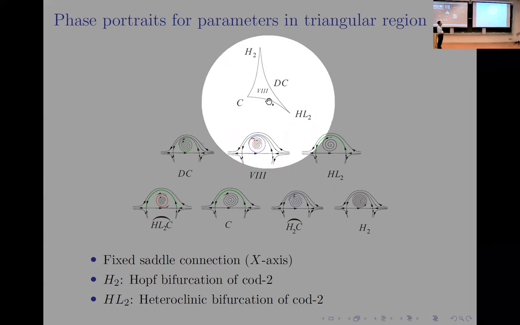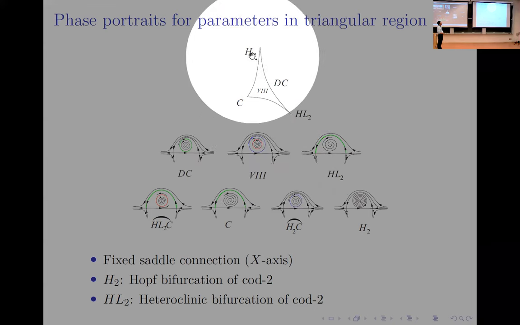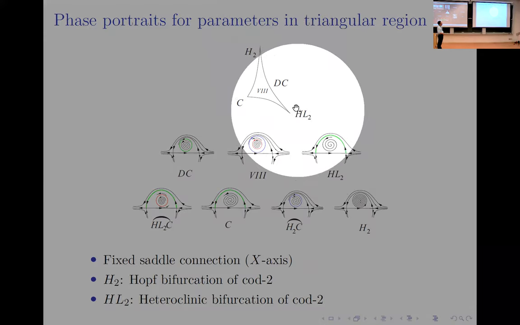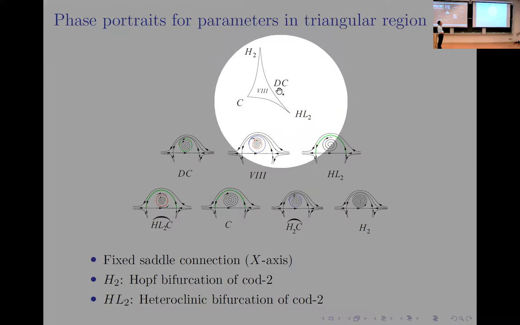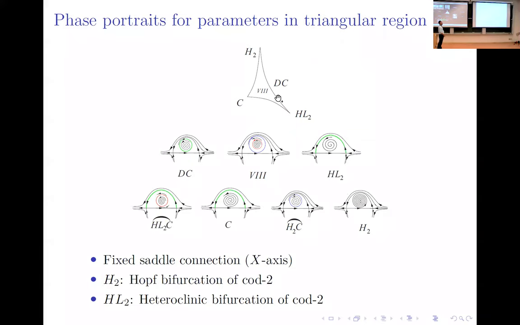So there are many ways. For example, it's from the Hopf bifurcation of codimension 2, or it's from the homoclinic bifurcation of codimension 2. Or it may be from the saddle-node bifurcation of the limit cycles.